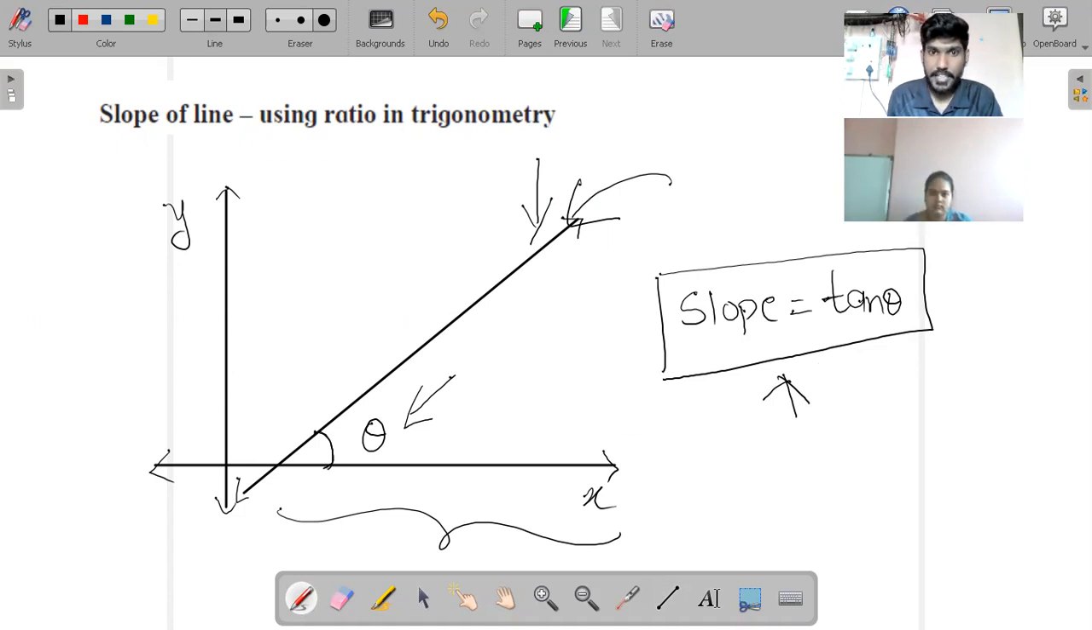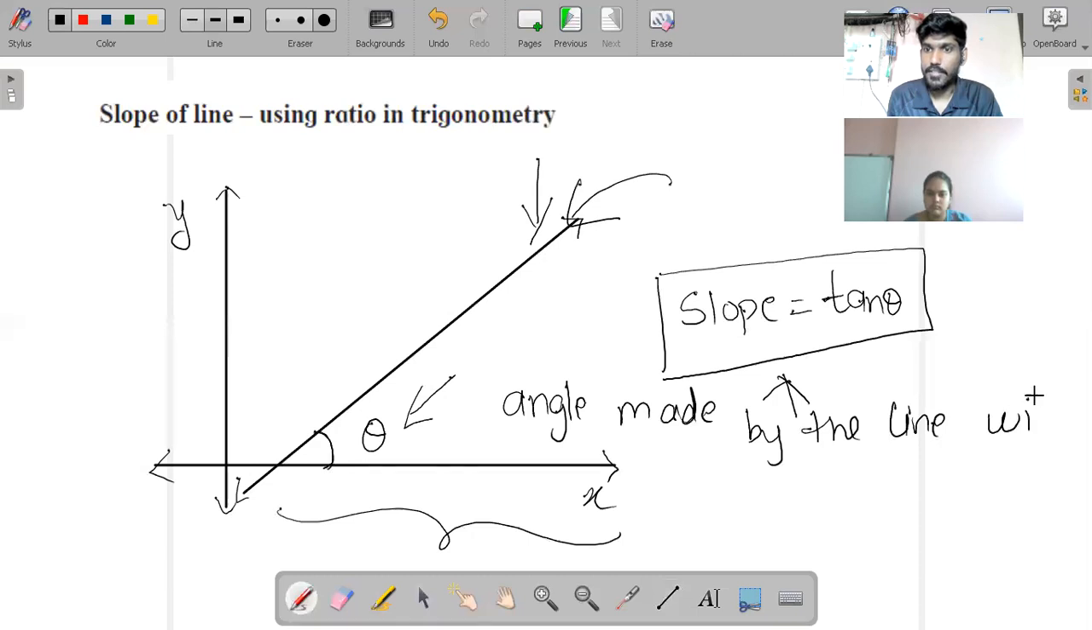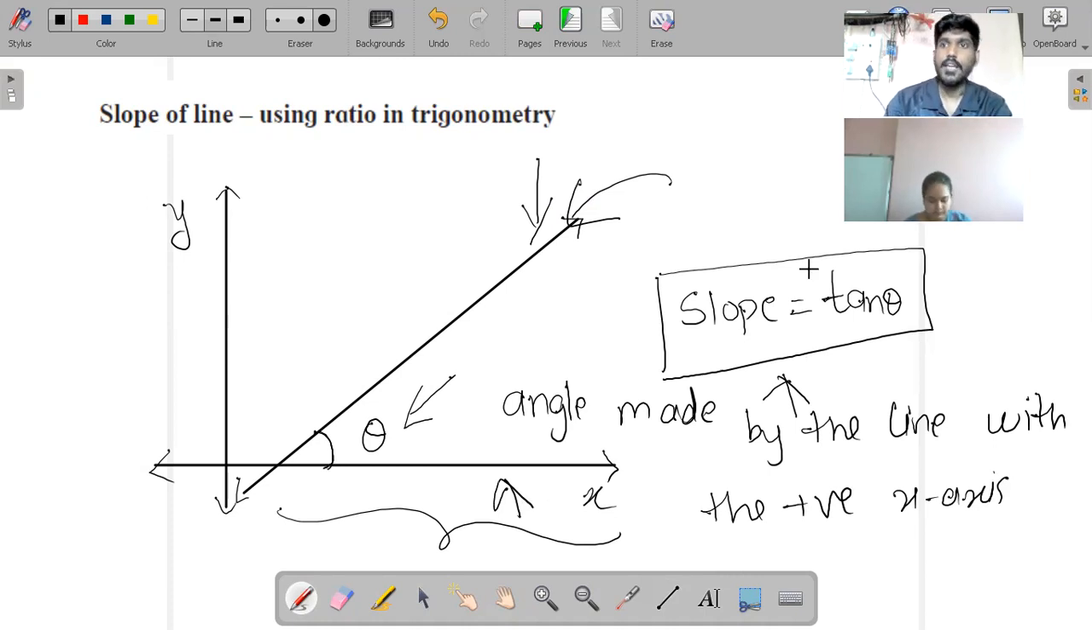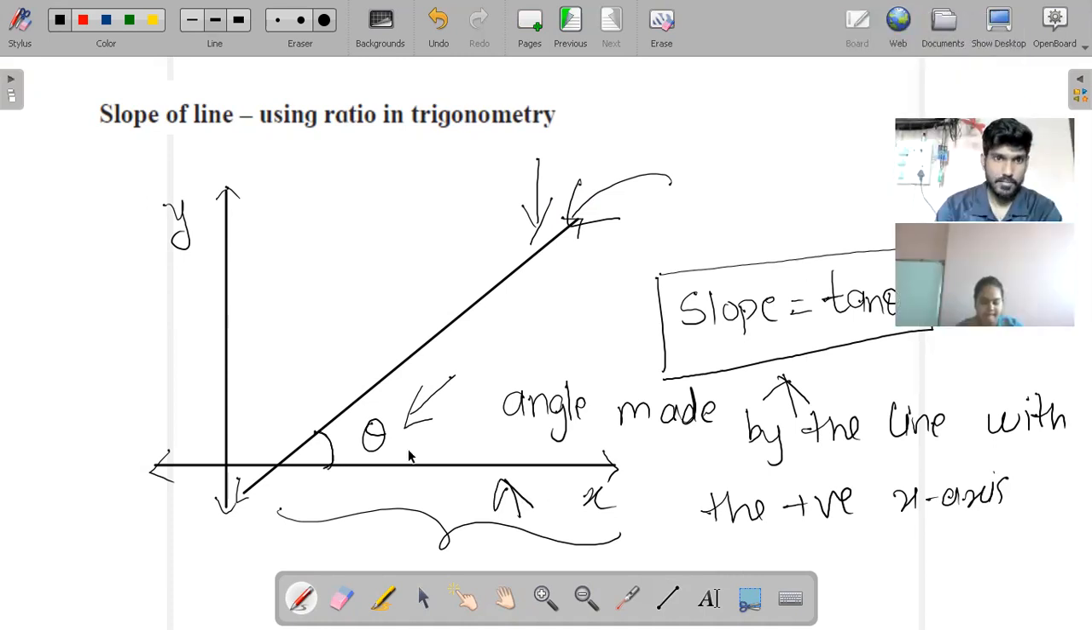And what is theta? Theta is the angle made, I'll write, this is also very important, it can come for MCQ, angle made by the line with the positive x-axis. Okay, it can come. What is theta? In the slope formula, slope is equal to tan theta. What is theta? Theta is the angle made by the line with the positive x-axis. That is theta. Clear? Okay. Now we can go on to solve the sums.